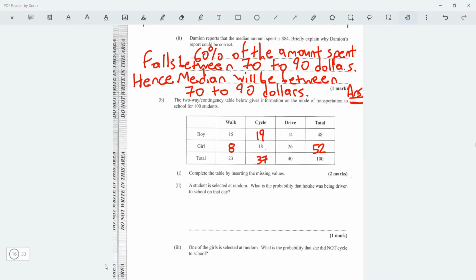So see it here, the 23 and the 37 is 60. 60 and 40 is 100. That's how we complete the table.